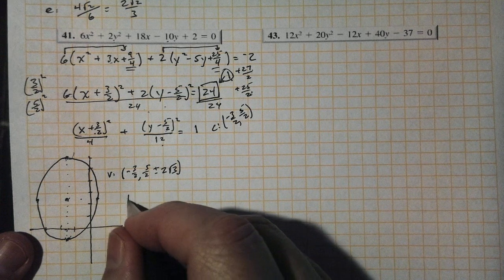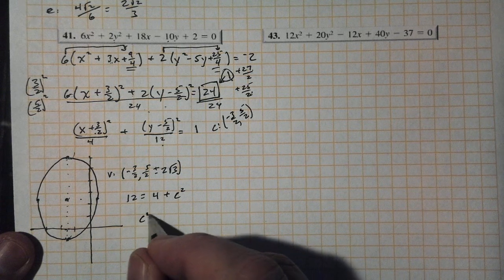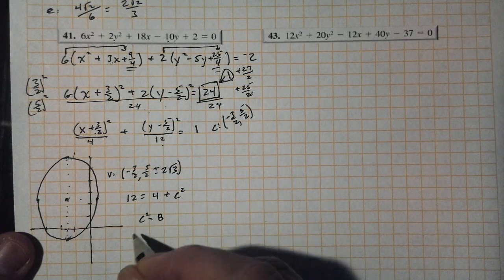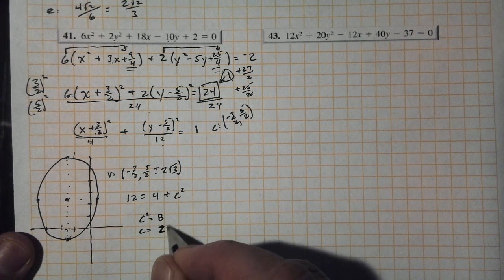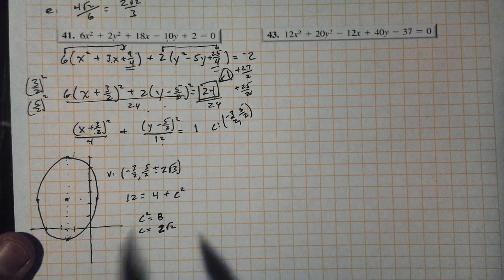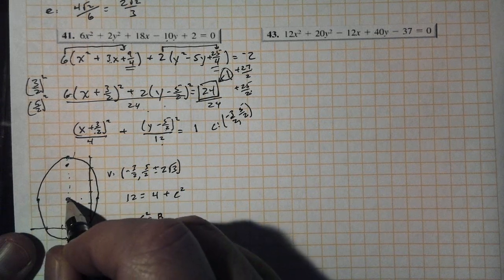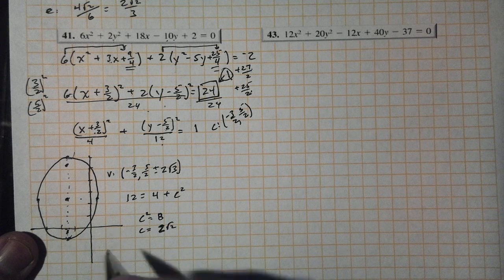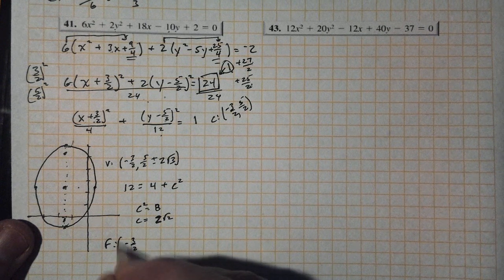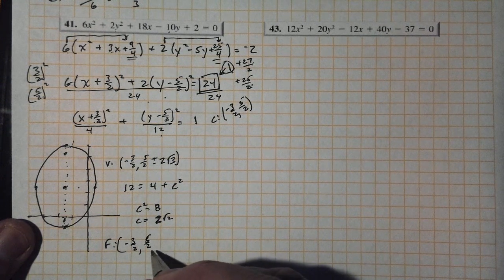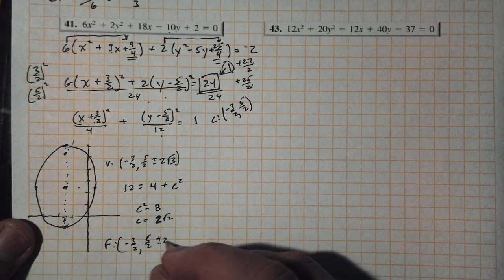Foci. I know that a squared equals b squared plus c squared. c squared equals 8. c equals square root of 8 or 2 square root of 2. Therefore, the foci, let's see, square root of 8, almost 3. Up 1, 2, 3. We're right in here. Down 1, 2, 3. We're right in here. So the foci, to get to those, I went left 3 halves. I went up 5 halves. And from there, I went up and down 2 square root of 2.